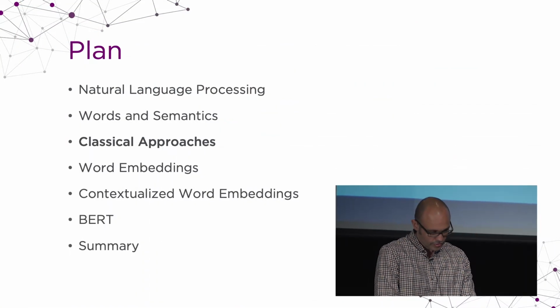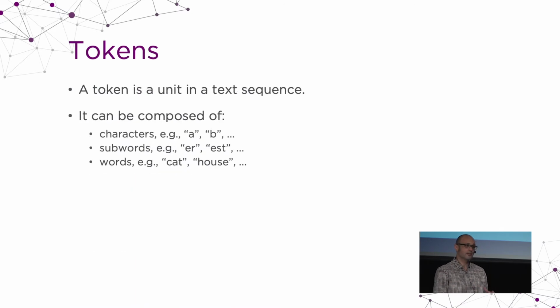Okay, so classical approaches. First, let me start by introducing the idea of a token. A token is basically the basic unit of your text. As humans, we usually think that a sentence can be decomposed into words, and that's indeed one option. So if we have text, one thing we can do is decompose it into words.